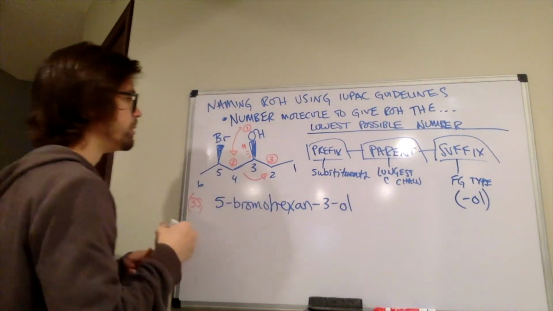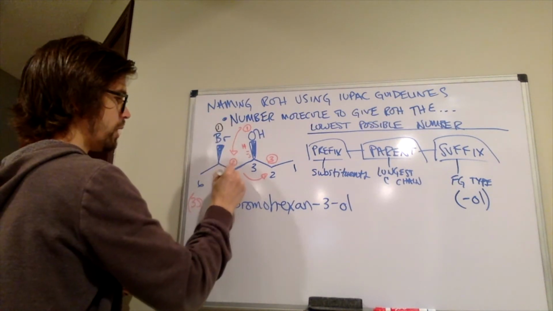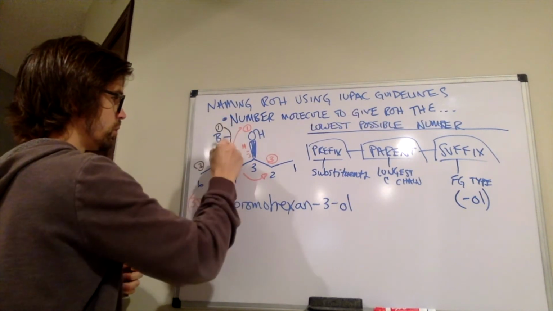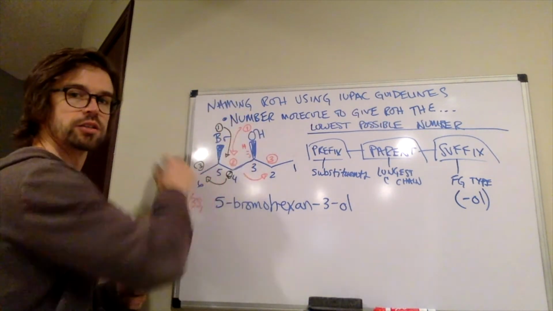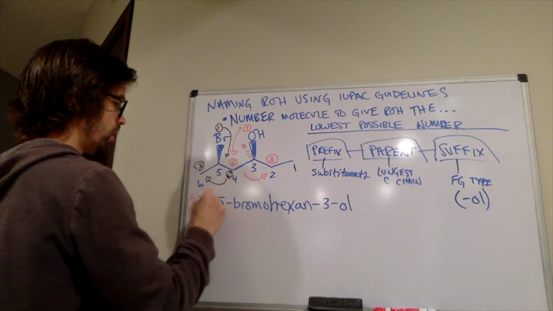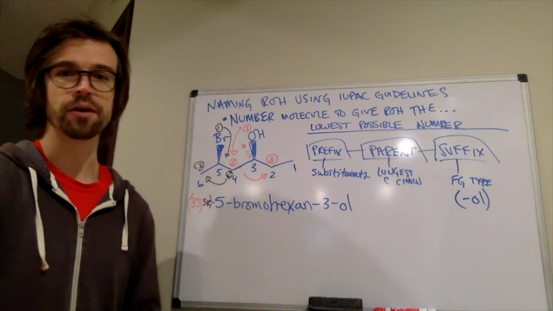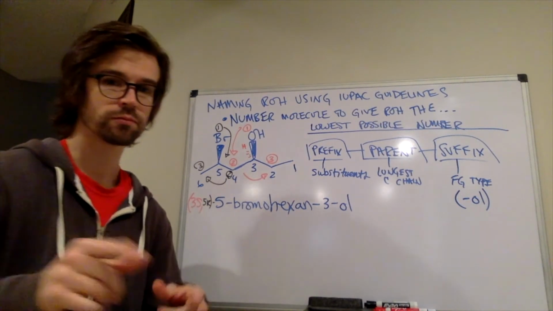But the bromo would be the 1st priority. This would be the 2nd priority. And this would be the 3rd priority. 1 to 2, 2 to 3. Goes that direction. That's clockwise, R. So 5R. 5-bromohexan-3-ol. So that would be the full name of this alcohol. So that's acyclic alcohols. Great.